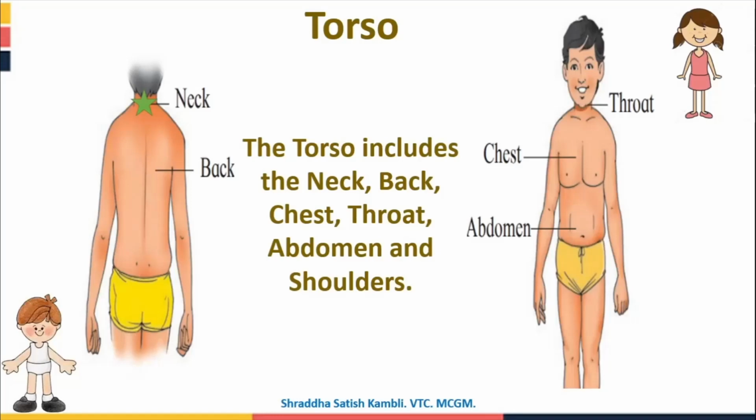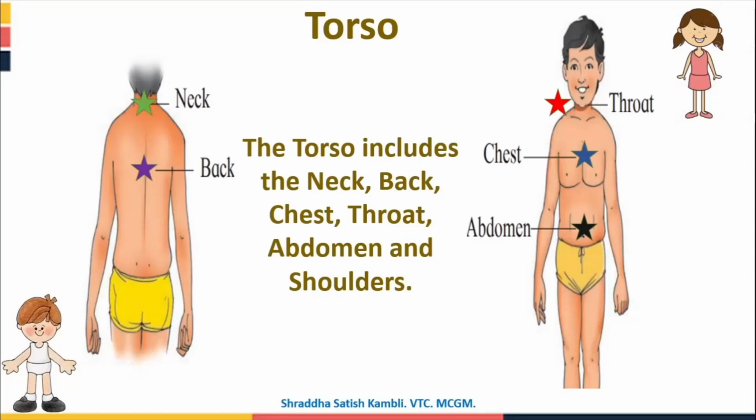So neck from the front we saw in the previous image, and now this is neck on the back side, or the behind of your body. And then you have your back. Alright, and then you have your chest. The picture of the chest we saw earlier also. Then you have your throat. The front part of your neck, you call it your throat also sometimes. And then you have your abdomen. Abdomen means your tummy, which we also call stomach.